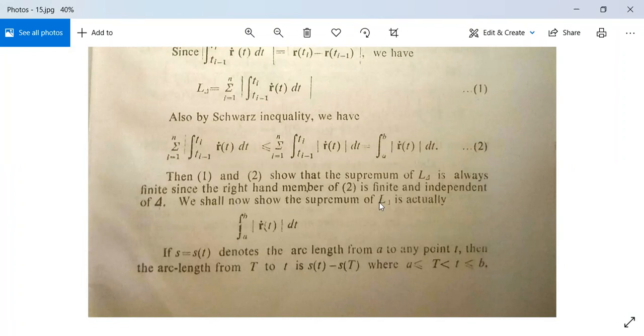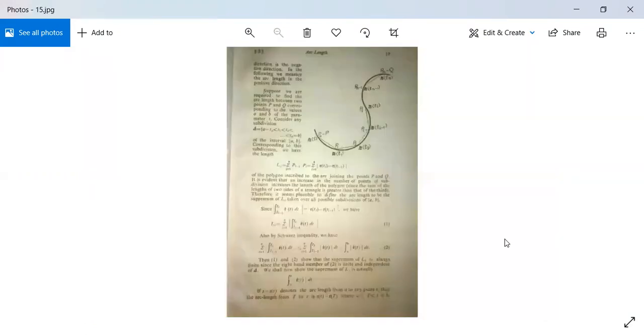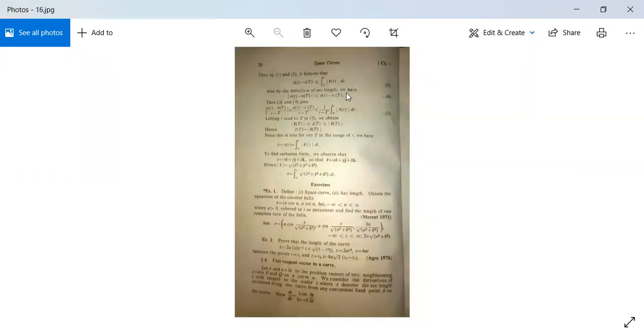We shall now show the supremum of L delta is actually integration from a to b mod r dot t dt. So we will use this to find the length. If s is equal to s(t) denotes the arc length from a to any point t, then the arc length from capital T to small t is s(t) minus s(capital T), where a is less than or equal to capital T, less than small t, less than or equal to b. An example will make this clear to you.